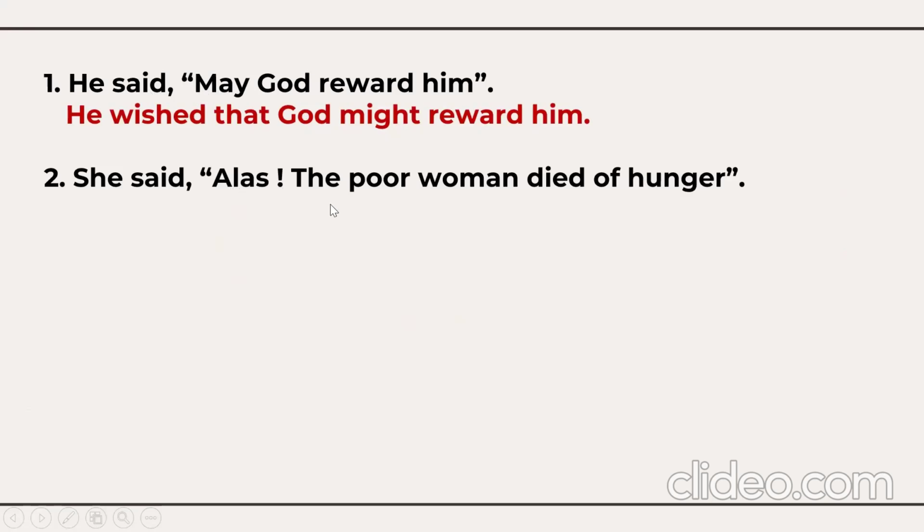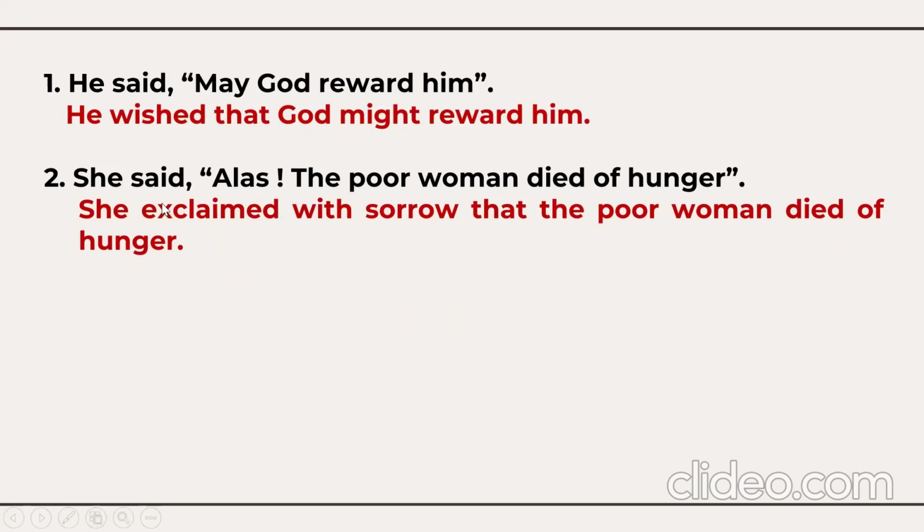She said, "Alas, the poor woman died of hunger." So it's an exclamatory sentence. The poor woman died of hunger, right? It's like bad news. So what should we say? "Said" here, how to change? She exclaimed with sorrow. Okay, you have to remember it like this. She exclaimed with sorrow that the poor woman died of hunger.